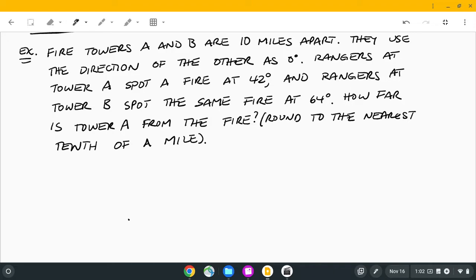So here's my tower A, and here is my fire tower B. And we know that they are 10 miles apart. They use the direction of the other, so A uses B, and B uses A. They use the direction of the other as 0 degrees. Rangers at Tower A spot a fire at 42 degrees. And rangers at Tower B spot the same fire at 64 degrees.